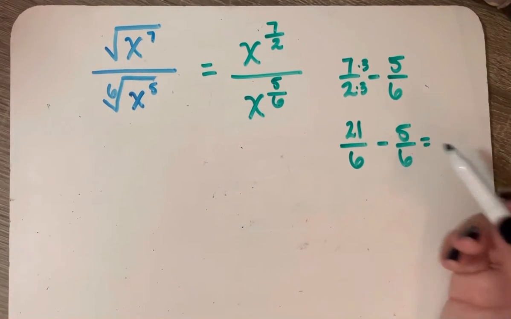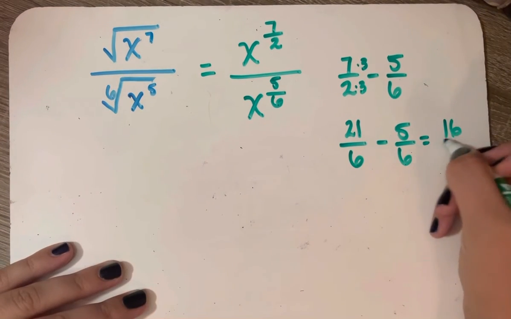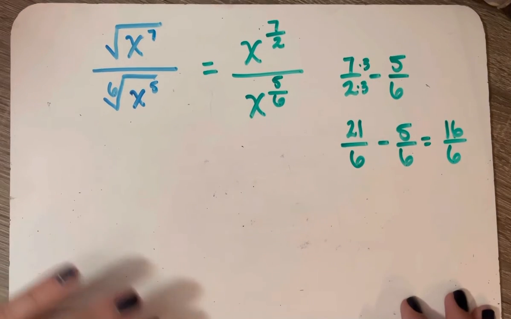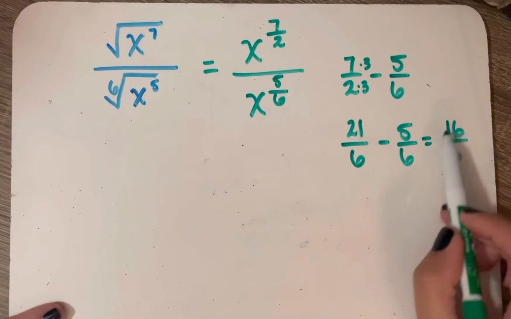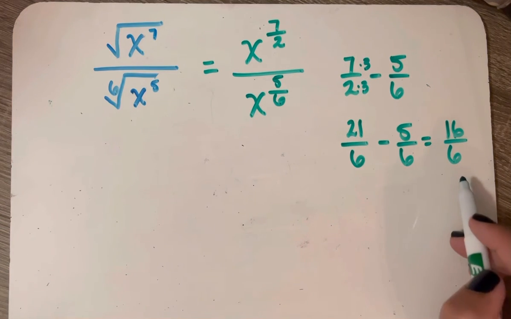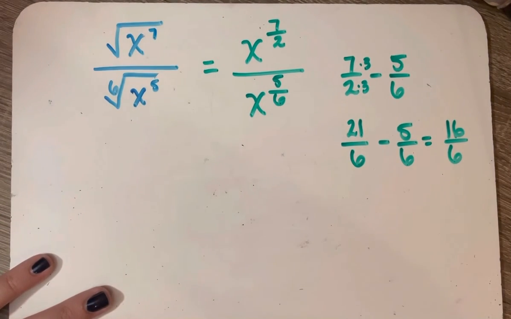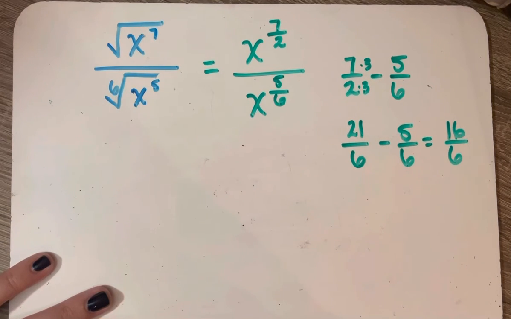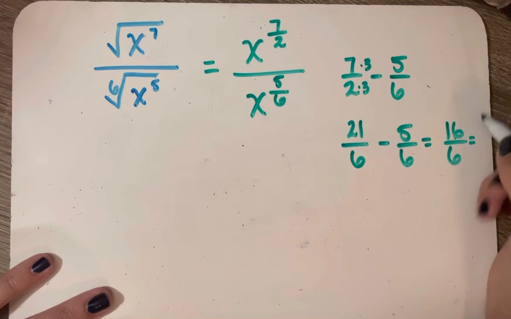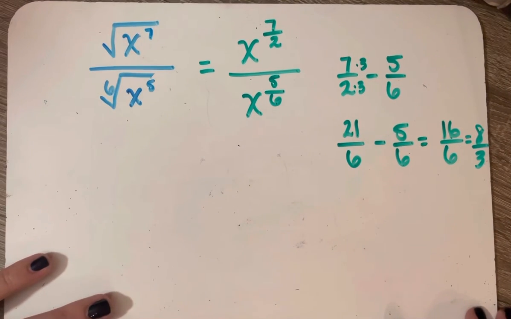21 minus 5 gives me 16 over 6. Now, if it's possible to simplify this fraction, I want to do that now. It will just make my life a little bit easier before. So 16 and 6 are both even numbers, which means they are both multiples of 2. So this can be simplified as 8 over 3. Running out of space here.